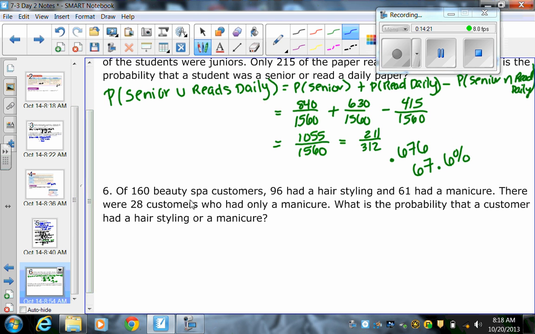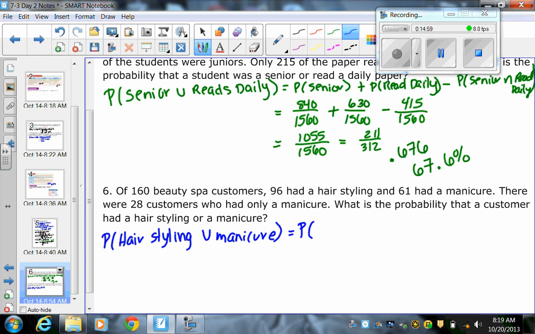One more. Of the 160 beauty spa customers, 96 had their hair styling, 61 had a manicure. There were 28 customers who only had a manicure. What is the probability that a customer had a hairstyle or a manicure? So we have the probability of a hairstyle or a manicure. And if we look at our Venn diagram that we already drew, we see that they do overlap, which tells me this is an inclusive event.